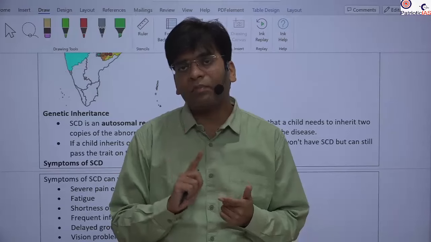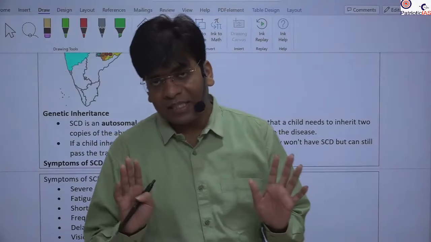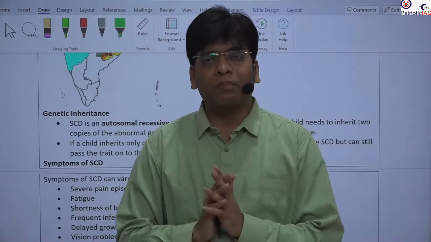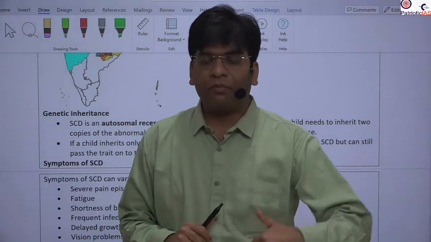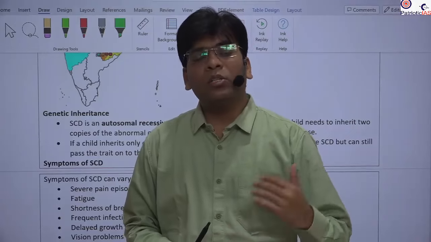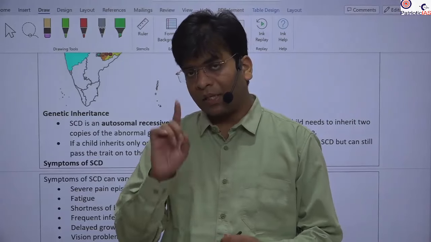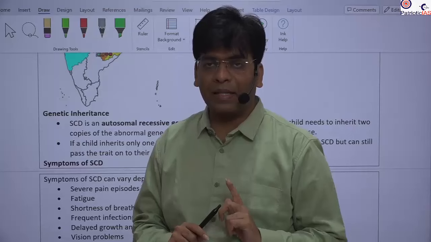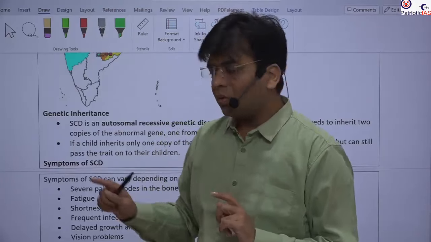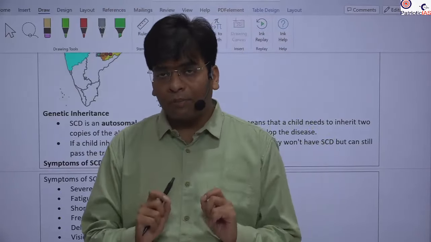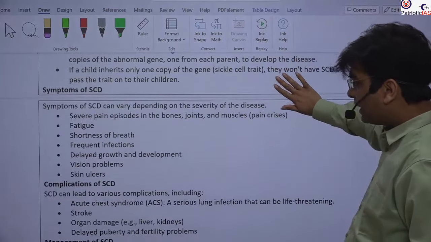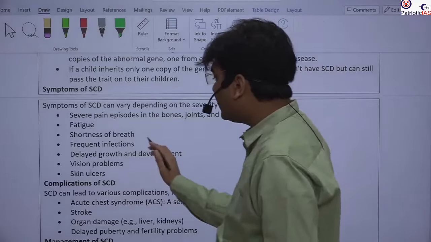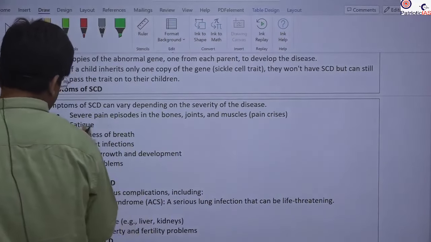If it is from a single parent, the symptoms will not affect the person and the disease will not be there. But yes, the carrying capacity will be there, and you can carry it to your children in the next generation. If it is from just one of the parents, there will be no symptoms. And what are the symptoms? There is severe pain and fatigue, shortness of breath, frequent infection. So all these things are there.